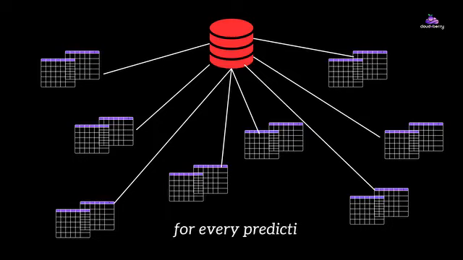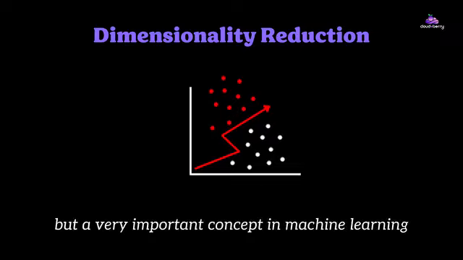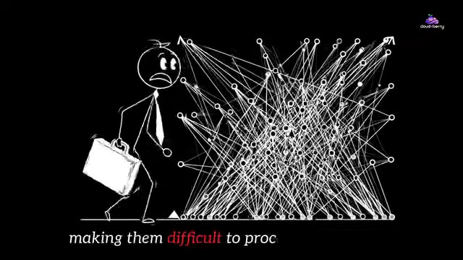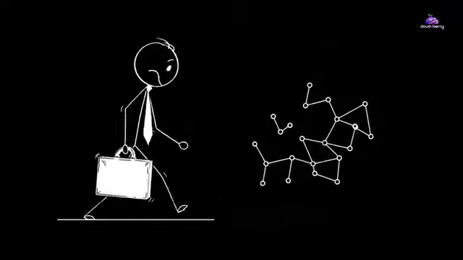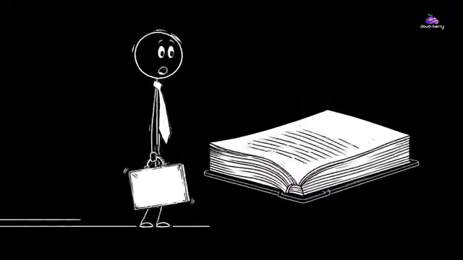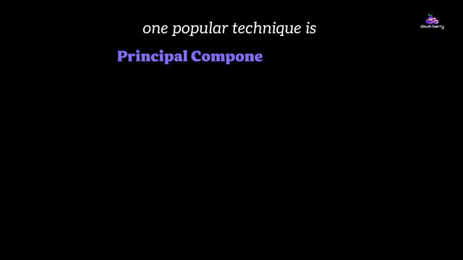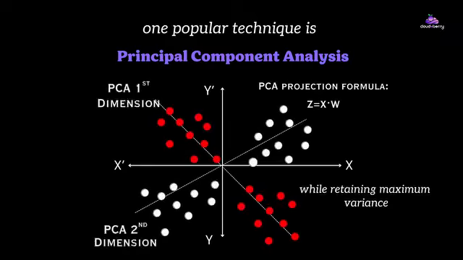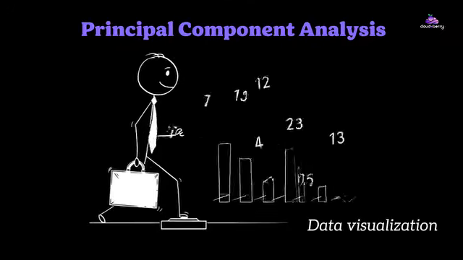Now consider dimensionality reduction, which is not exactly a prediction algorithm, but a very important concept in machine learning. Sometimes datasets have hundreds or even thousands of features, making them difficult to process and visualize. Dimensionality reduction techniques reduce the number of features while preserving the important information. Think of it like summarizing a long book into key points. One popular technique is principal component analysis, which transforms the data into fewer dimensions while retaining maximum variance. This is widely used in image processing, recommendation systems, and data visualization.